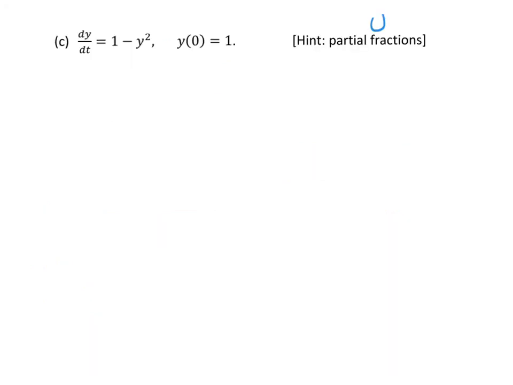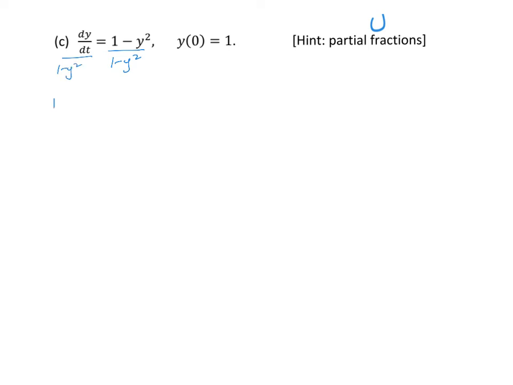Okay, next one. We've got a hint: partial fractions. First thing I have to do is separate. I need all my y's on one side and my t's on the other. So I'm going to move my 1 minus y squared to the other side by dividing both sides by 1 minus y squared.